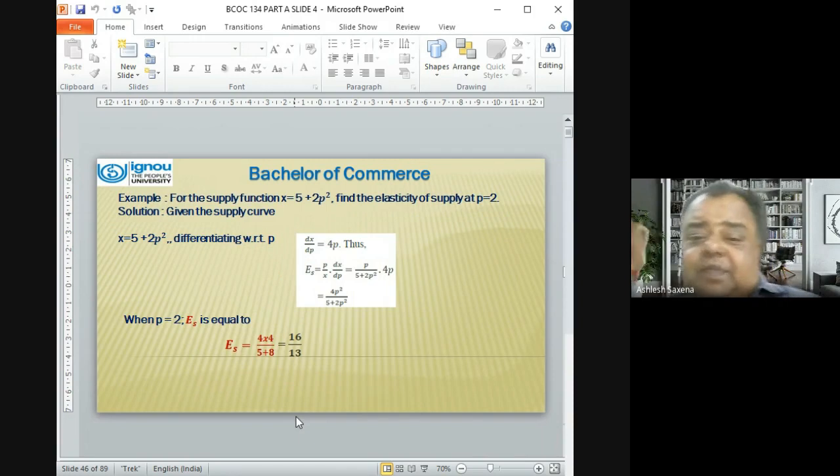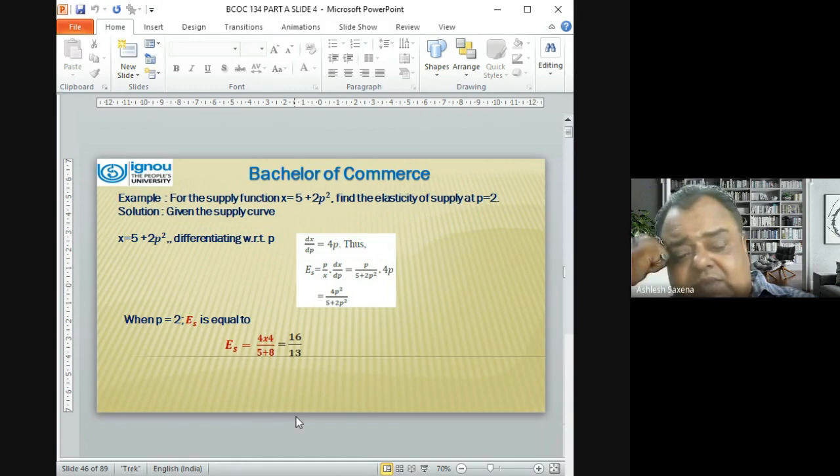Now see, suppose we have a supply function x is equal to 5 plus 2p square. We have to find the elasticity of supply at p is equal to 2. We have this function x is equal to 5 plus 2p square. We will be differentiating it with respect to p. So it will be dx by dp is equal to 4p.